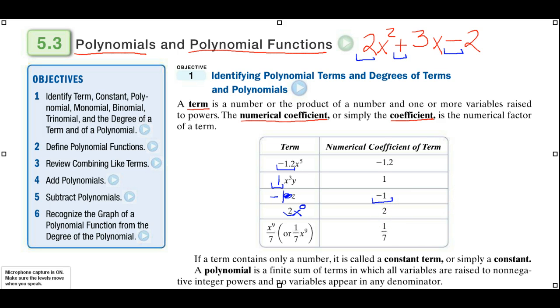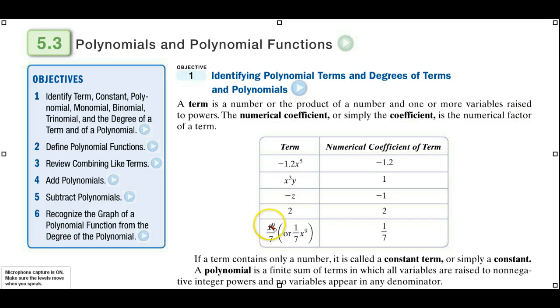Now, when we have something like this, where we have x to the 9th over 7, theoretically you could think of that as being 1 over 7. So the numerical coefficient is 1/7. Again, they don't usually write the 1 when it's an x, but the 1 is there.